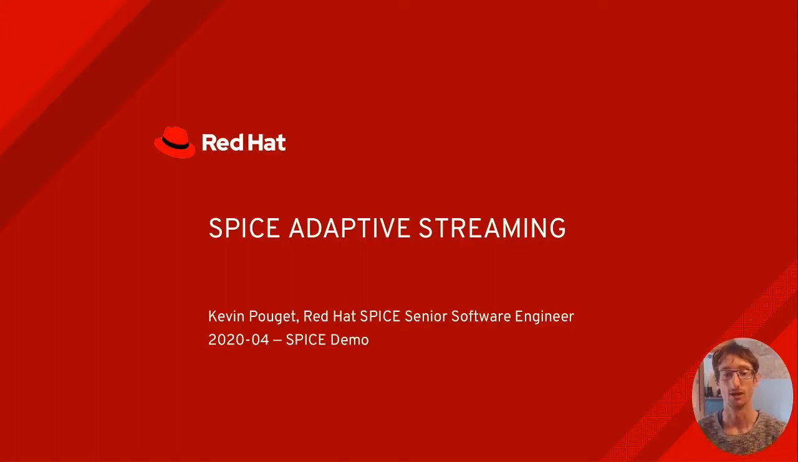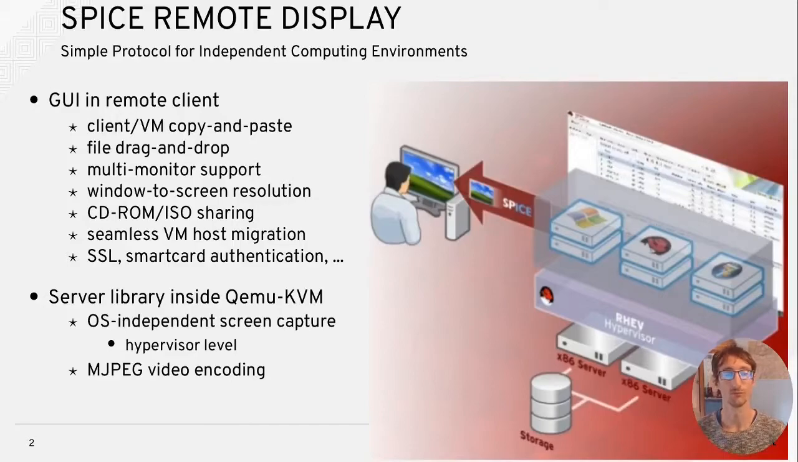Hello, I'm Kevin Pouget. I'm a senior software engineer in the Red Hat Spice team, and I'm going to talk about the work we've been doing in the adaptive streaming project. So first of all, let me introduce Spice and how the tool is working and its main features.